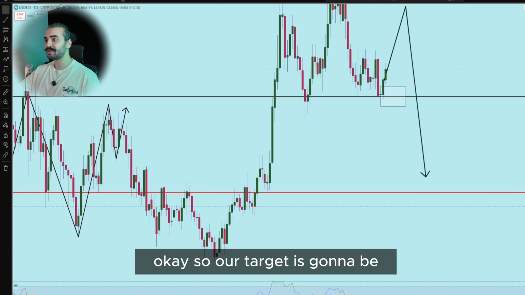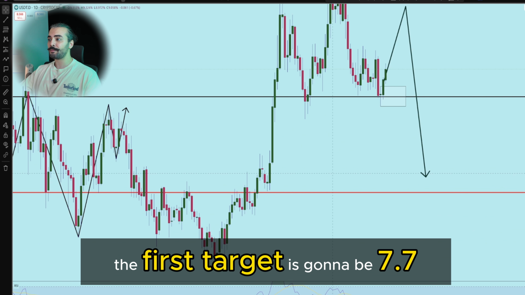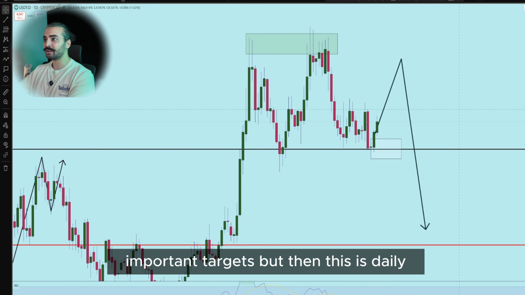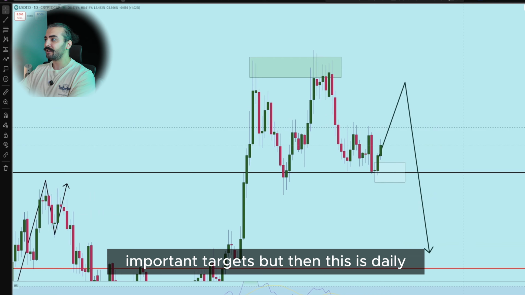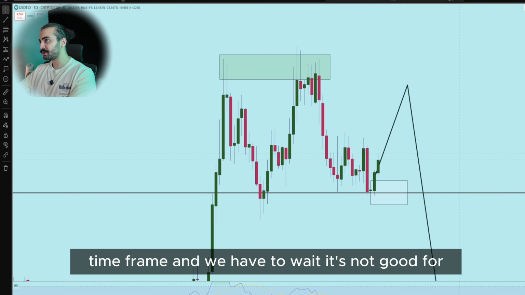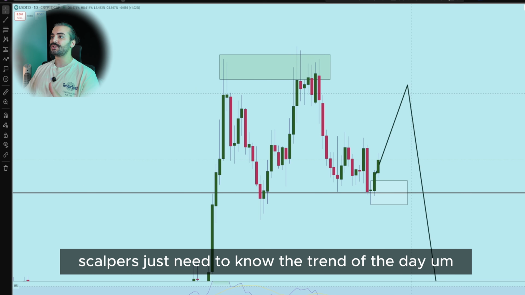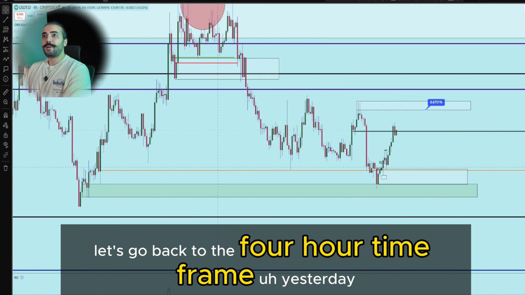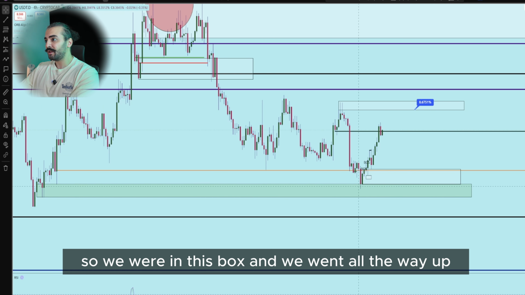Okay, so the first target is gonna be 7.7. Remember, 7.7 is gonna be one of our important targets. But this is daily time frame and we have to wait. It's not good for scalpers. Scalpers just need to know the trend of the day, so they know what direction to trade. Let's go back to the 4-hour time frame. Yesterday we talked about this. So we were in this box and we went all the way up.